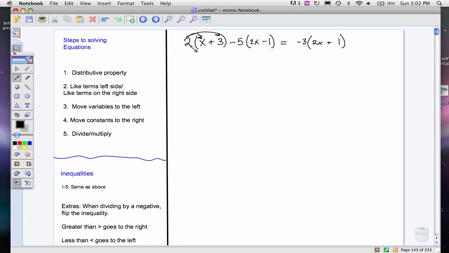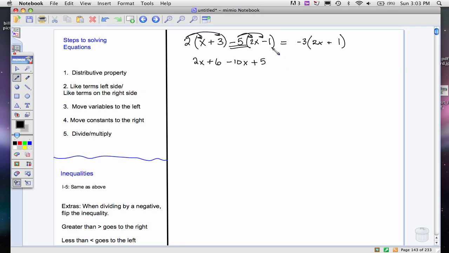So an example, as you can see that I've written over here, is 2 times x gives us 2x, and 2 times positive 3 gives us positive 6. And then I also have a distributive property to do right next to it, except instead of multiplying positive 5, you're actually multiplying a negative 5. So it would be negative 5 times 2x, which is negative 10x. And negative 5 times negative 1 gives you a positive 5.